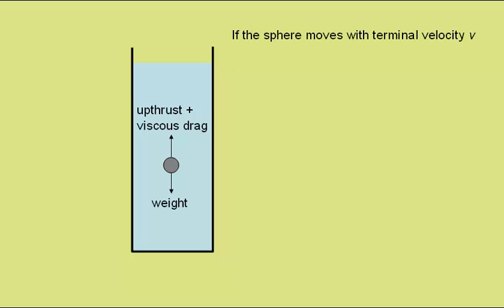Let's look at the forces on the sphere. Well, the weight would be acting downwards, and upwards there would be the upthrust and the viscous drag. If the sphere was moving at its terminal velocity, the weight downwards would equal the sum of the upthrust and the viscous drag, meaning there is no resultant force on the sphere.